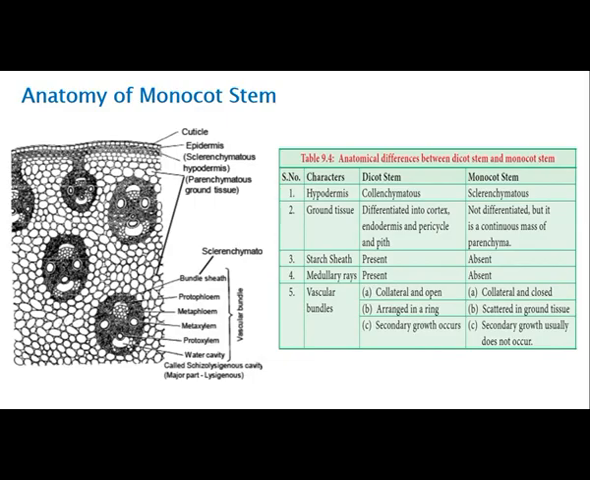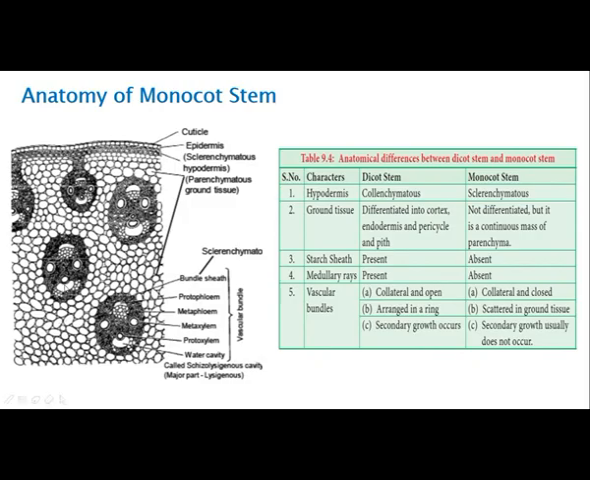One more thing, the endodermis is absent in case of monocot stem, whereas in case of dicot stem, the endodermis is present. Cambium is absent in case of monocot stem, so no secondary growth takes place. The vascular bundle is scattered in case of monocot stem, whereas it is in a fixed direction in case of dicot stem. And the xylem are arranged in a Y shape in case of monocot stem, whereas in case of dicot it is present linearly.